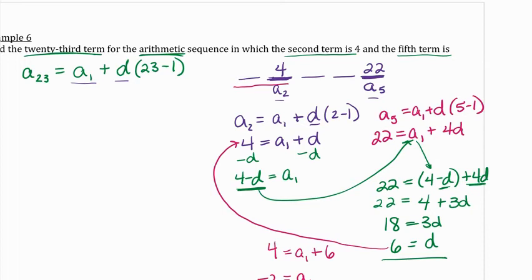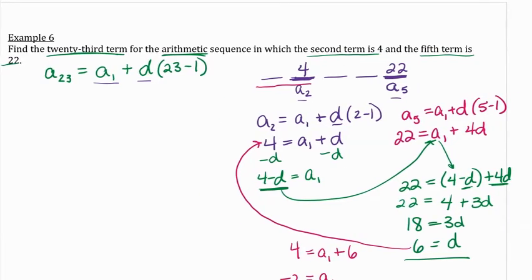Whichever way you think about it, it doesn't really matter. But now I've got the first term and I've got my common difference. So now we can come back to our original problem up here. We wanted to find the 23rd term. So to find a23, we plug in our first term, which we now know is -2, plus our common difference, which was 6, times 23 minus 1, which is 22.